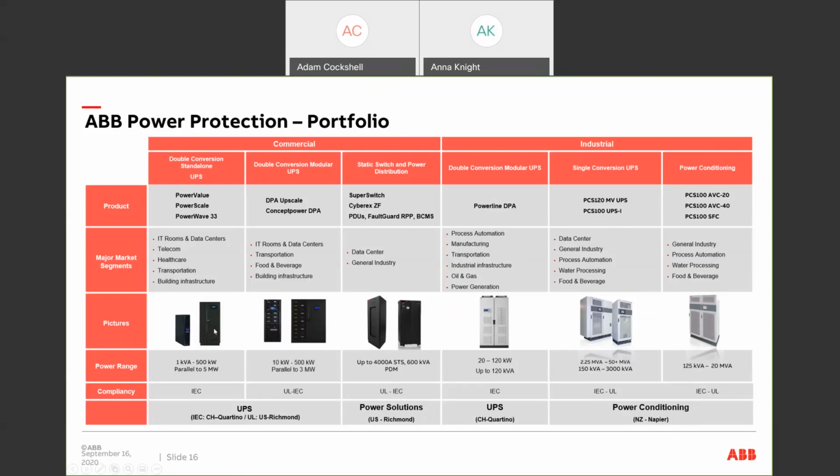So we have our single phase PowerValue, PowerScale, which is 3-phase, and our PowerWave, our large monolithic UPS, our double conversion modular UPS, so DPA UpScale, our ST and RI units, and our DPA 250 S4, DPA 500, and our new Megaflex that's in that range there, and our static switches, which are out of our United States factory there.